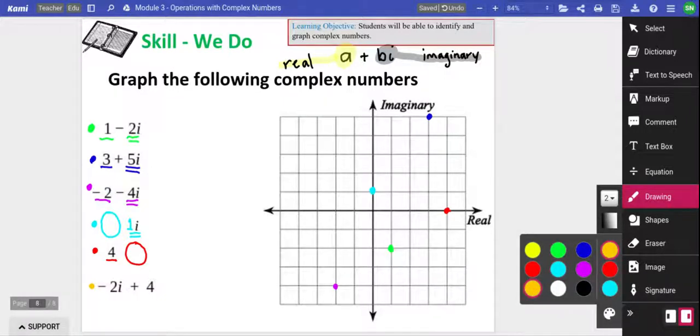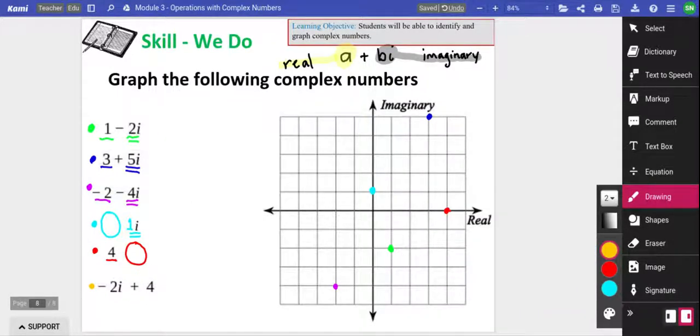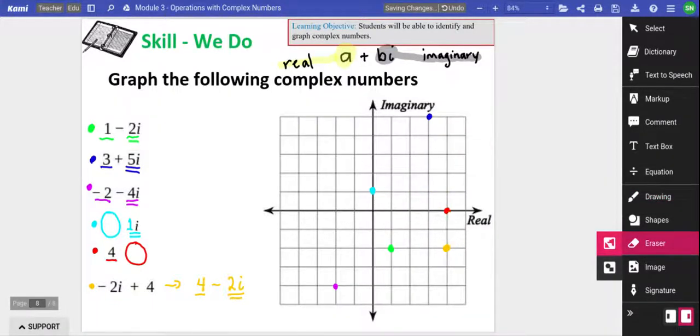Now, the last one, you have to be very careful because the real part is given to you as a second term. So it would be a good idea to rearrange it. Let's put the real part first. It's a +4, and then followed by the imaginary part, -2i. Now we are ready to graph it. 4. 1, 2, 3, 4. And the imaginary part is at -2. Therefore, I will go down 1, 2. And this is the coordinate for the last one.